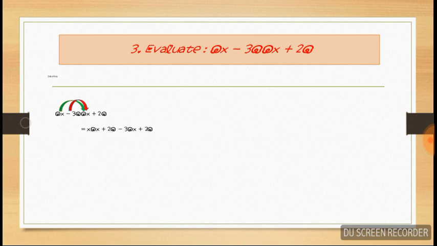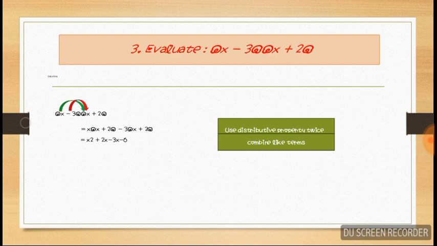Okay, x times (x + 2) and negative 3 times the quantity (x + 2). So x times x is x squared, x times 2 is 2x, negative 3 times x is negative 3x, and negative 3 times 2 is negative 6. Then combine like terms.